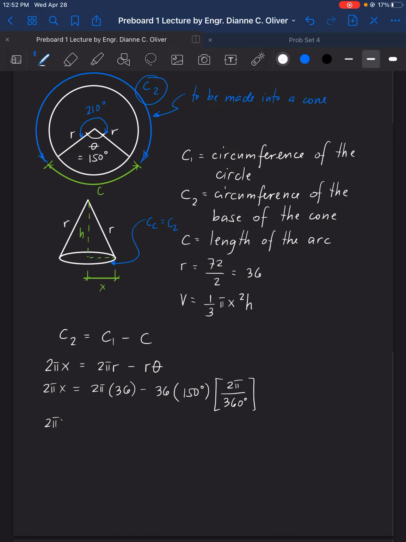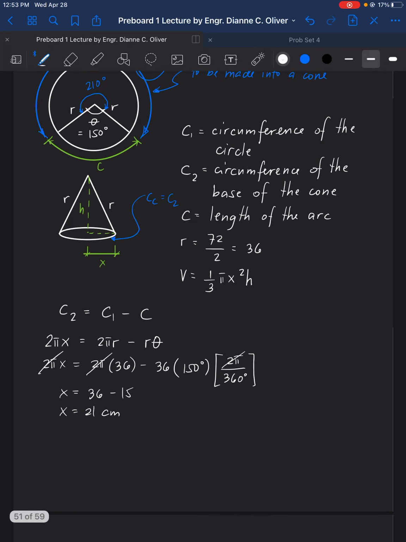So, we now have 2 pi x equals... so, this is actually cancellation. Just cancel out here 2 pi. It's already cancelled. So, what's left here is x is equal to 36 minus, so we have here also 15. Okay, therefore x is equal to 21 centimeters. So we got the value of x already.